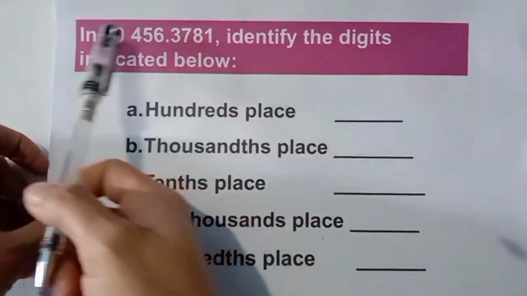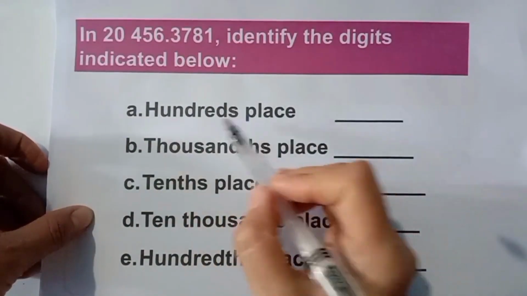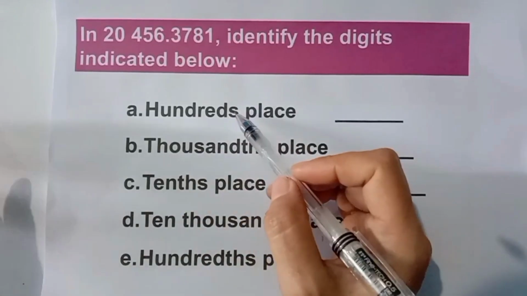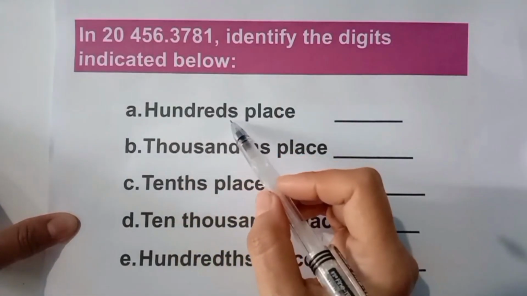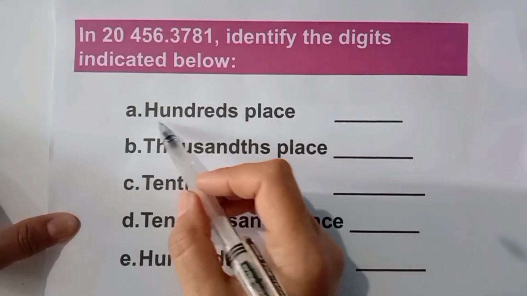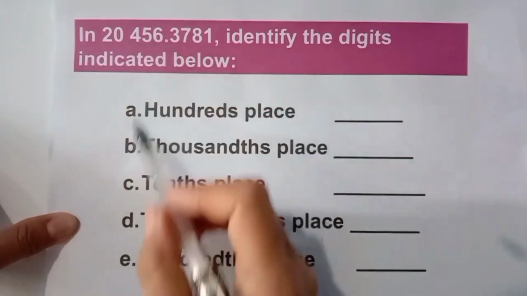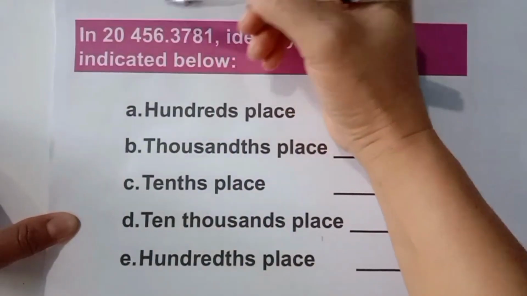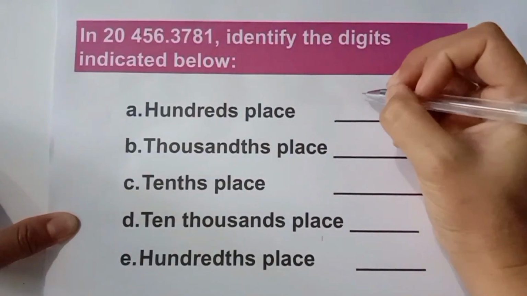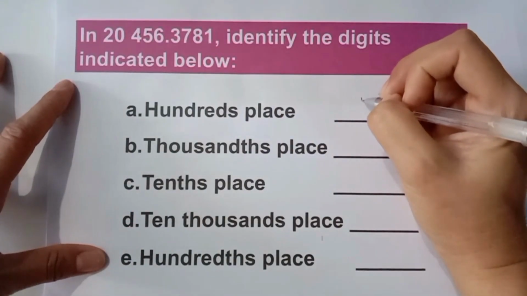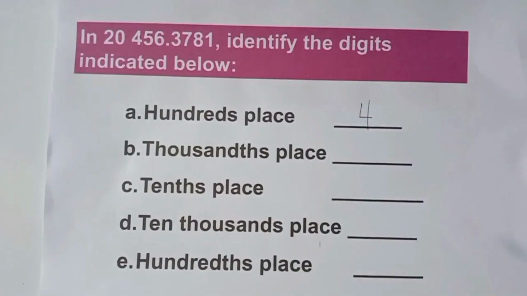Okay. So, hundreds place. Alin kaya dito ang hundreds place? So, tingnan natin, hundreds. So, pag hundreds, wala siyang THS, that means this is a whole number. Doon natin kukunin sa whole number. Kasi wala siyang THS, again, so whole number siya. So, ibig sabihin, doon tayo sa kaliwa ng decimal point. So, hundreds. Ito po ay ones, tens, hundreds. So, ito po ang kanyang number 4.